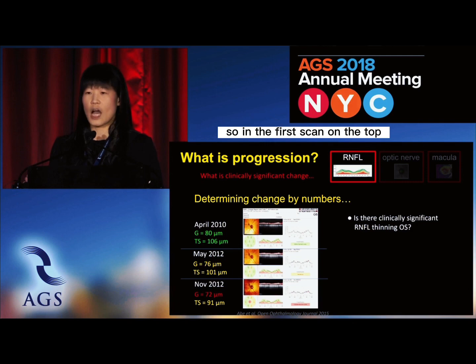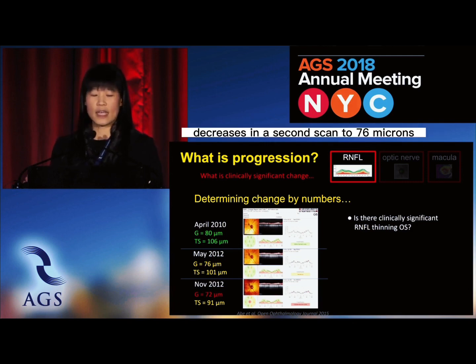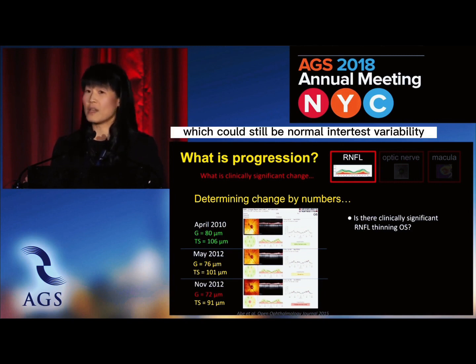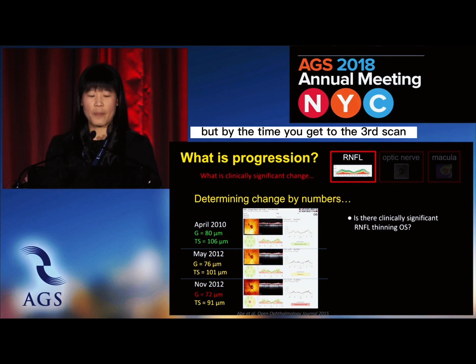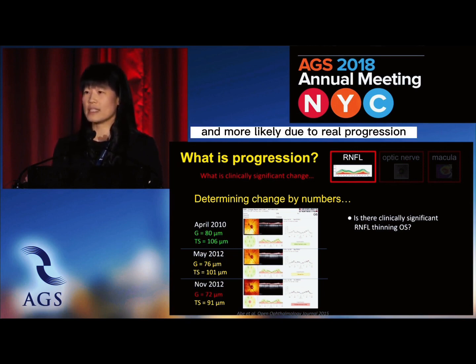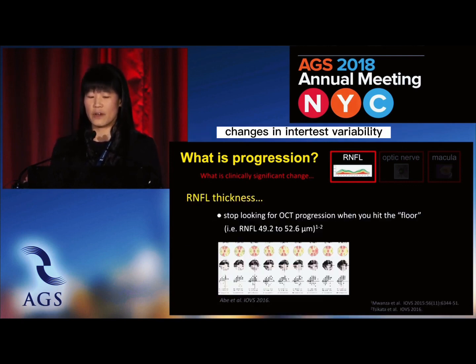So in the first scan on the top, you see the global RNFL thickness is 80 microns, decreasing in the second scan to 76 microns. So this is a 4 micron difference, which could still be normal intertest variability. But by the time you get to the third scan, it's down to 72, which is an 8 micron difference, and more likely due to real progression, and less likely due to normal aging changes and intertest variability.